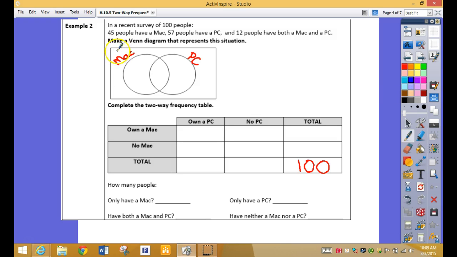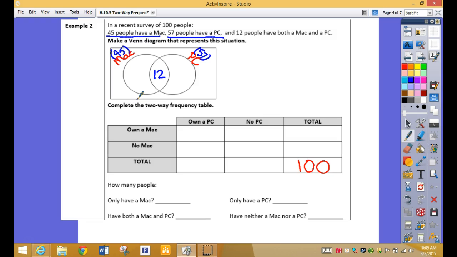On the outside. We know that this circle has to equal 57. How many PC people do we have? Oh, my bad. I put the wrong number there. 45 people have a Mac. 57 have a PC. So that's on the outside because it doesn't say only. 12 people have both a Mac and a PC. Where does that number go? In the middle. Yep, right here in the middle.